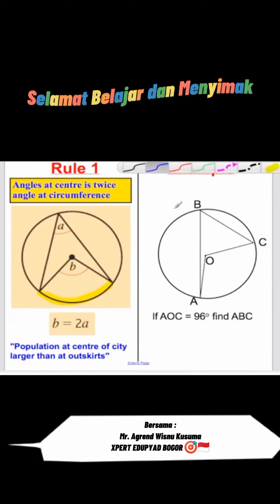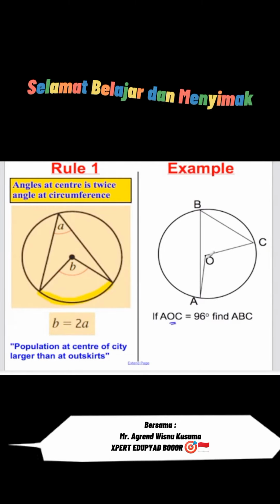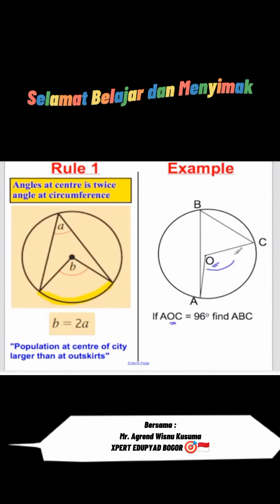It tells us that AOC, the angle at O here, is 96 degrees. It asks us for ABC, A to B to C, that one. Well, we know the angle at the center is twice the angle at the edge. So if this is 96, this must be 48.